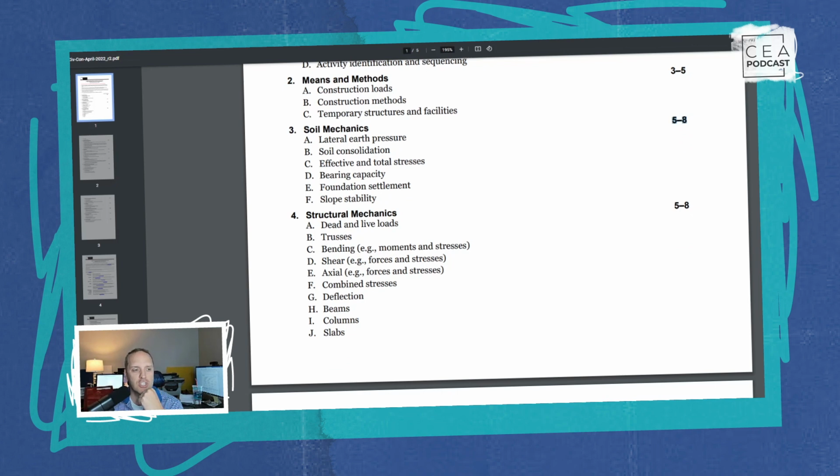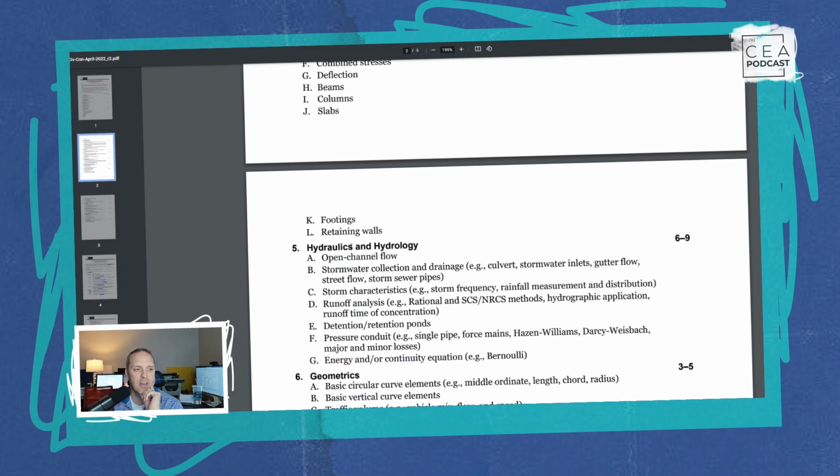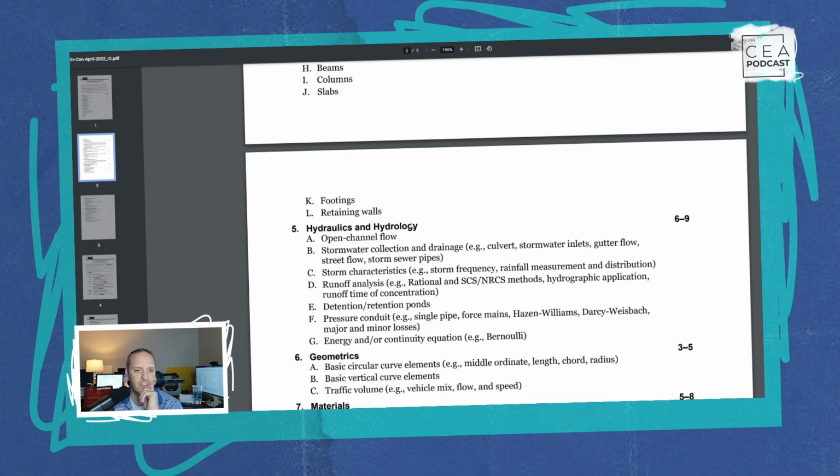Fourth is structural mechanics, 5 to 8 questions, which is your dead and live loads, trusses, bending moments, shear diagrams, axial loads, combined stresses, deflections, beams, columns, slabs, all found under structural mechanics. They also include footings as well as retaining walls in that section.